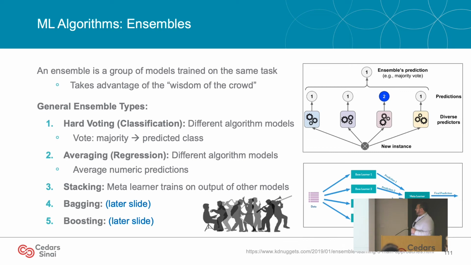All right, moving on from the basic decision tree, let's talk about ensembles as a gateway to a bunch of other tree-based methods. So ensembles are a group of models trained on the same task, and they're taking advantage of the wisdom of the crowd, as I mentioned earlier. There are a few general ensemble types. First is for classification. This is a hard voting strategy where you train different models, and all of these models vote, where the majority class is the final prediction.